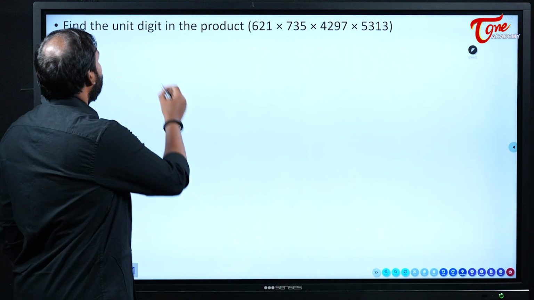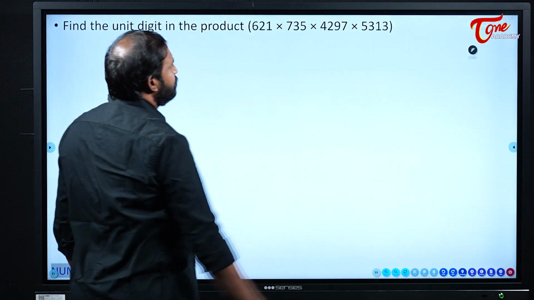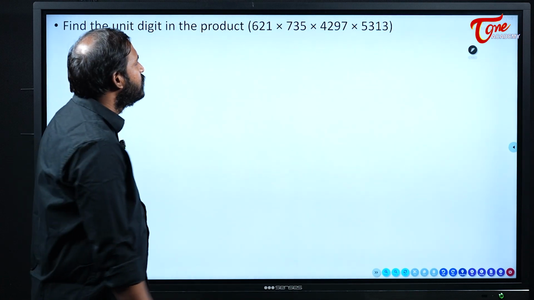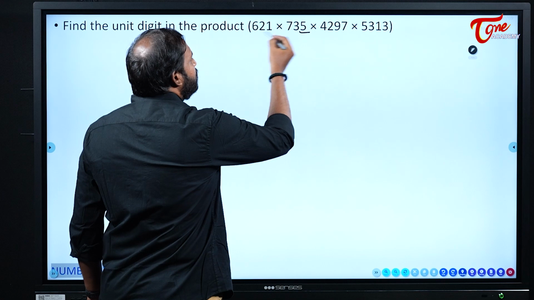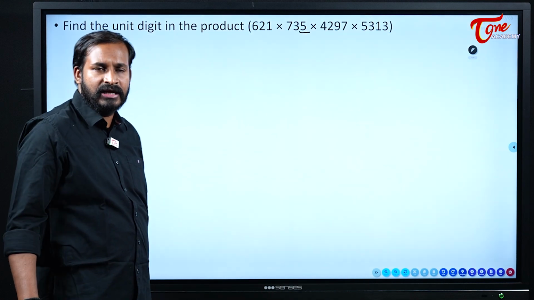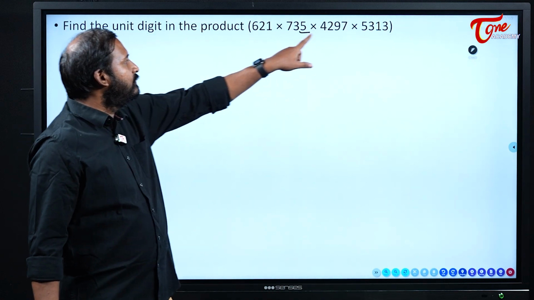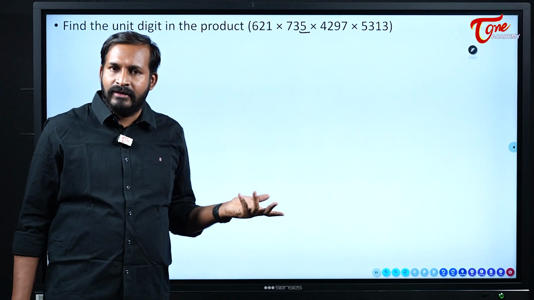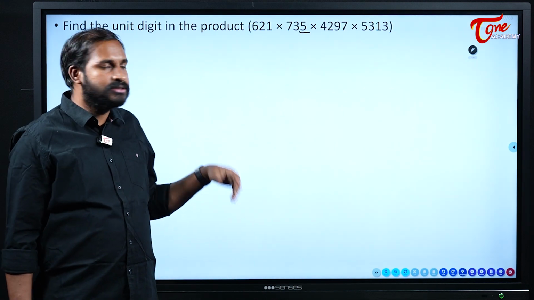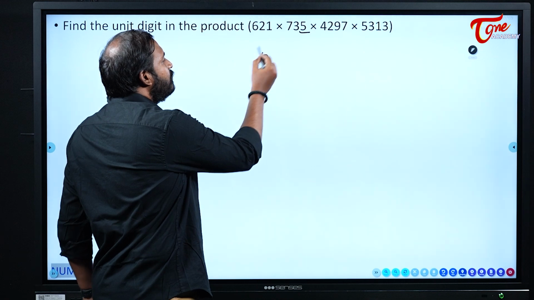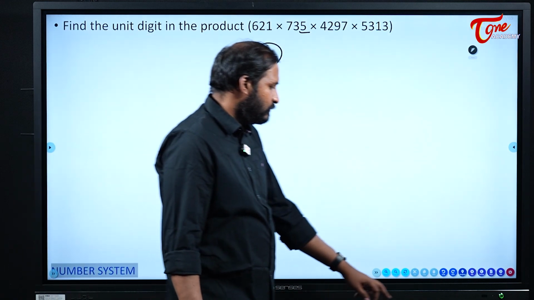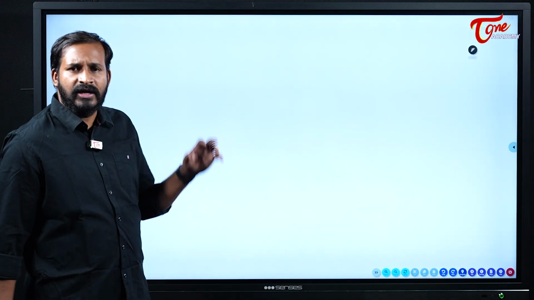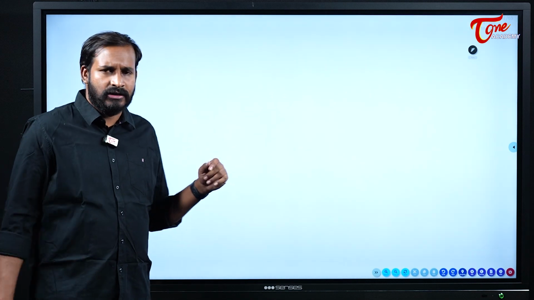Now find the unit digit in the product 621 something. Now, I have just told you. So I have 5 and I will check whether any even number is there or not in the given numbers: 1, 7 and 3. I don't have any even number. All our numbers are odd numbers. So my unit digit will become 5 here. Simple.